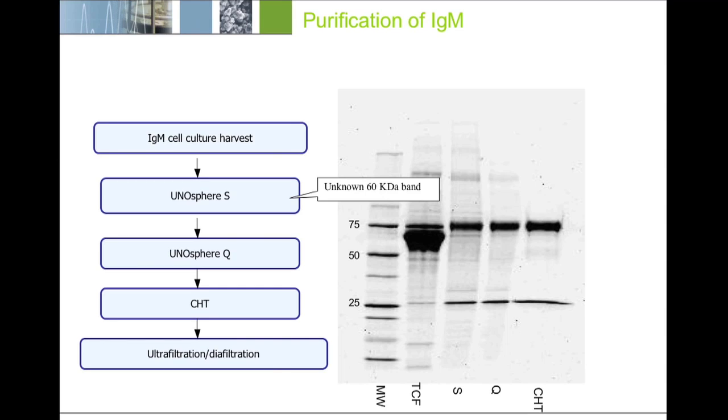CHT can be used for the purification of IgM. Here I've shown a 3-step workflow comprising Unisphere S, our cation exchange Unisphere resin in bind-dilute mode, followed by Unisphere Q, our anion exchange resin in flow-through mode, followed by CHT in bind-dilute mode. And on the right-hand side, I've shown an SDS-PAGE gel with the purification of IgM through these various steps.